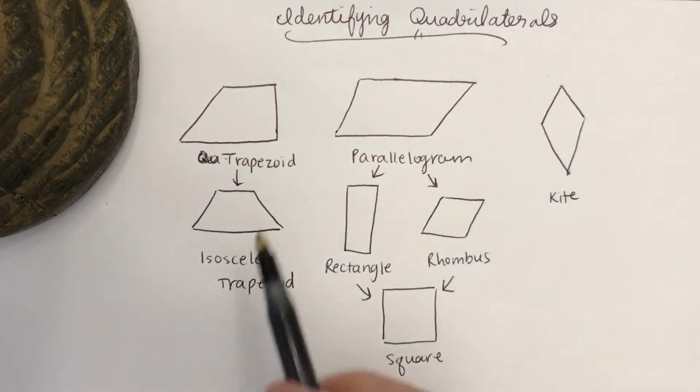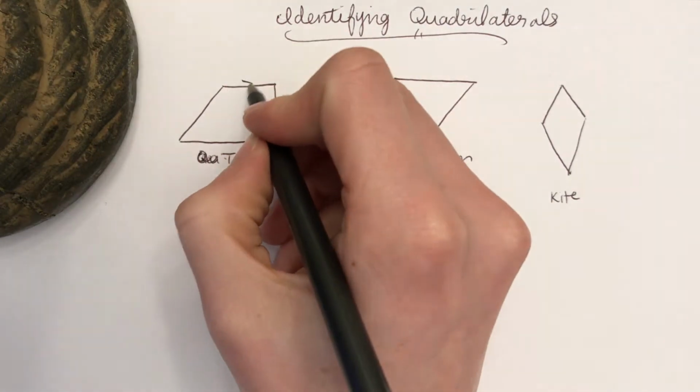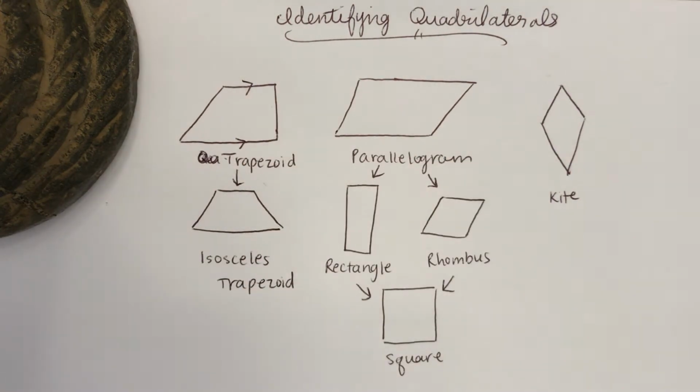So we're going to start over here with the trapezoid. The important thing to know about a trapezoid is that it has one pair of parallel sides. So if you know a shape has one pair of parallel sides, then you know it's a trapezoid.